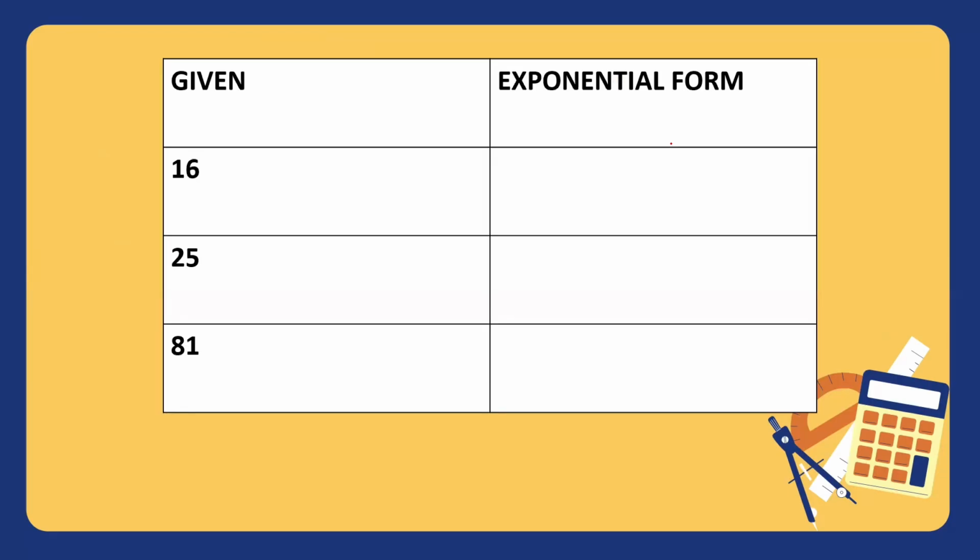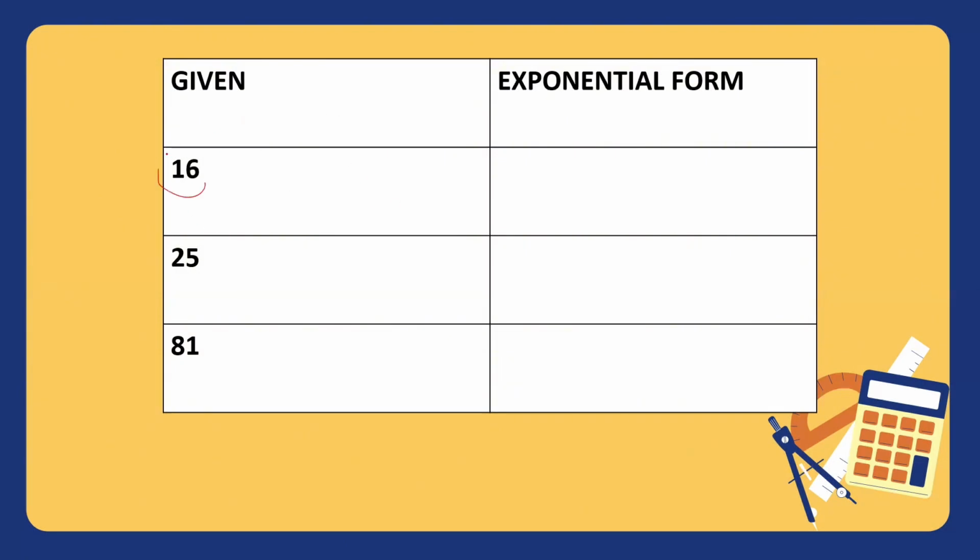Transforming into exponential form. So why do we need to know how to transform a given base into exponential form? Because we're going to use this in solving the exponential equation and also inequality. So let's proceed with this. We have the given here 16, 25, and 81. We are going to transform the following into exponential form. As much as possible, list down all the exponential forms of a number that can be transformed into exponential form. So for example, 16.